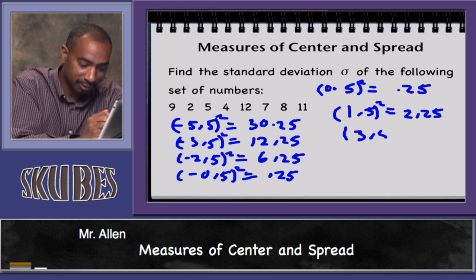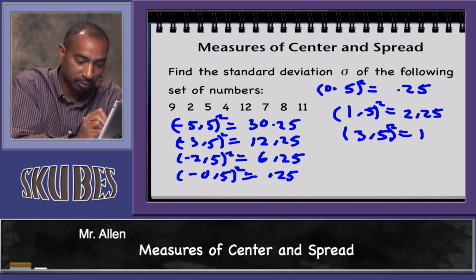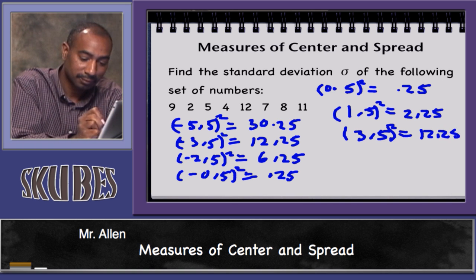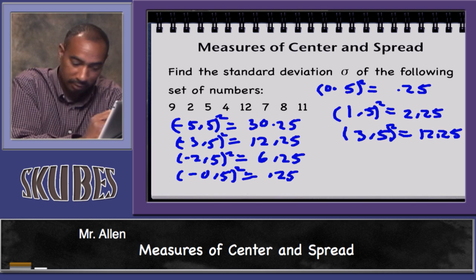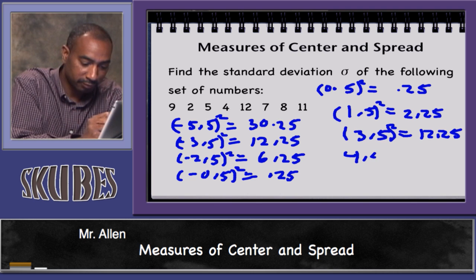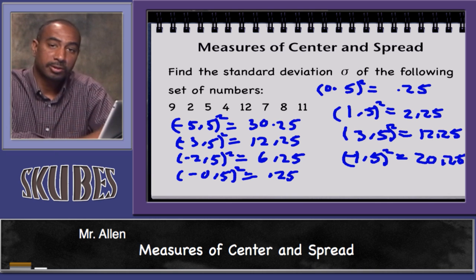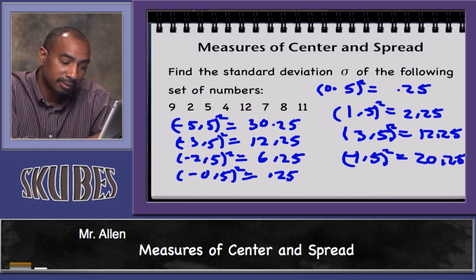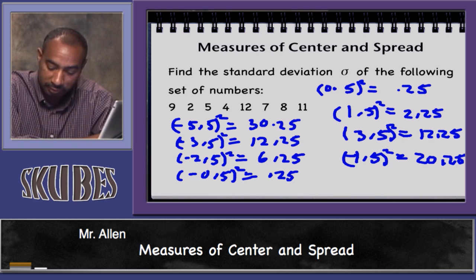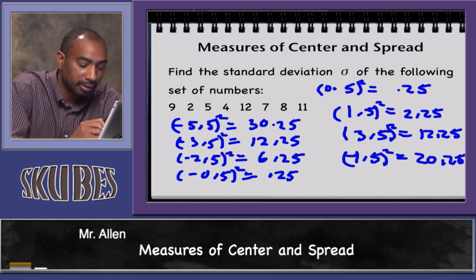The tedious task, but just follow the steps. And I got 12.25. And then I have 4.5, and I square that. And I wound up with 20.25. And what you're going to do is find the median of these sets of numbers. Let's look at what the median would look like.